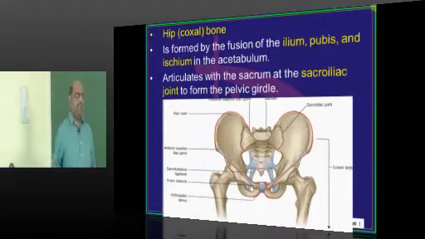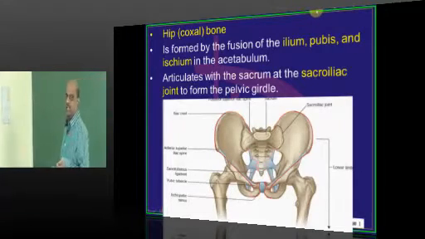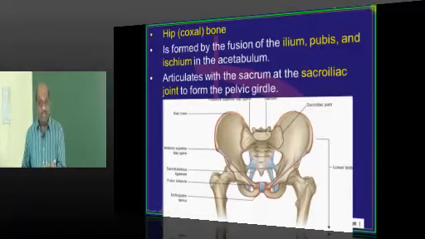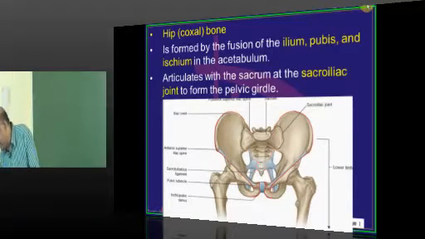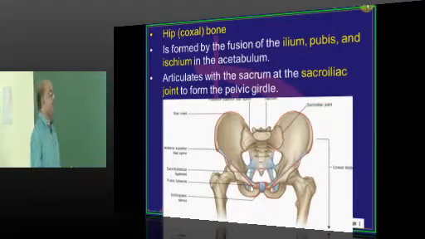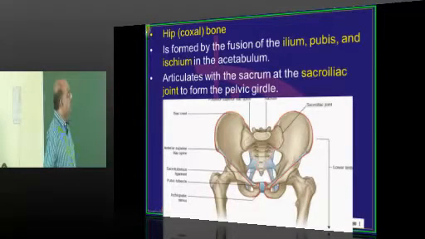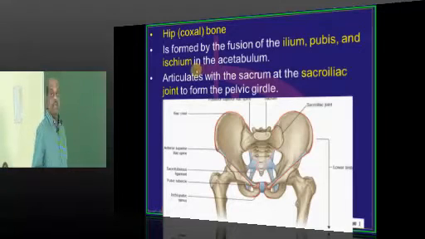Lower limb, mainly we need to know the lower limb bones, the lower limb joints, the lower limb nerves, the lower limb vessels. This is how we basically approach the lower limb in anatomy, on which a lot of questions come. So, in the lower limb bones, we have the hip bone.